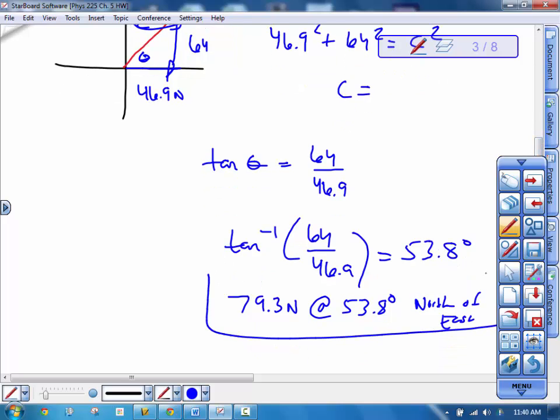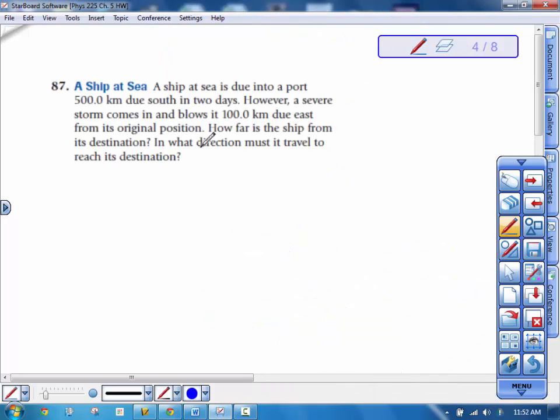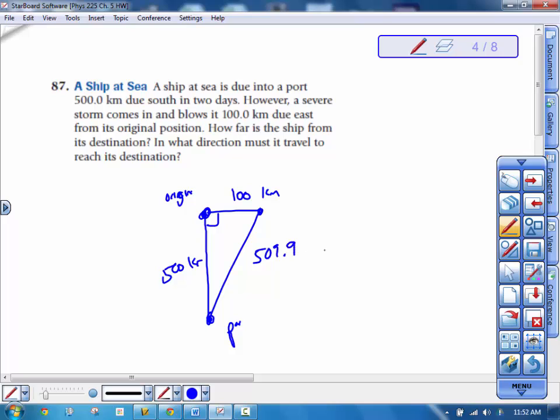There's our vector for net force. All right, the next one says a ship's due in port, so it starts off at its original position, and it's due in port 500 kilometers due south, so you would be the port. But a wind comes and blows it 100 kilometers east. So the question is, this is the right triangle, we got to find the hypotenuse. If you do that with Pythagorean theorem, you get 509.9 kilometers.